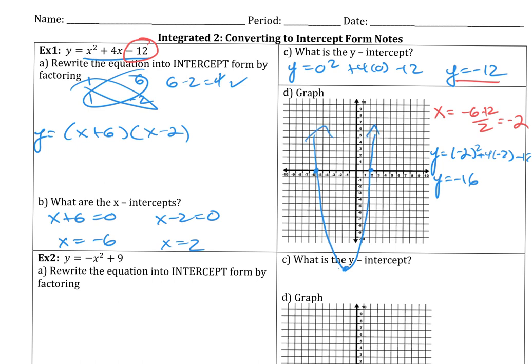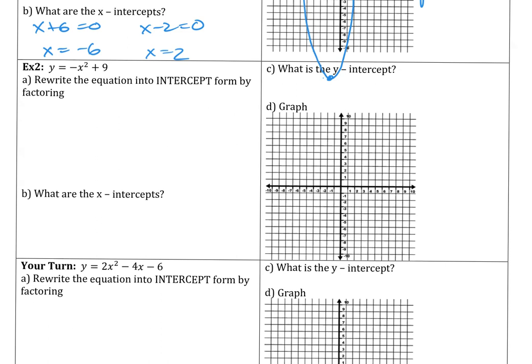When we look at example 2, this is another equation that we need to put into intercept form by factoring it. But we notice that our first term is a negative x squared. In order to factor it using our butterfly method, we need to have a positive value. And it's always helpful if we have a positive 1. So what we're going to do is take out a negative 1 here.